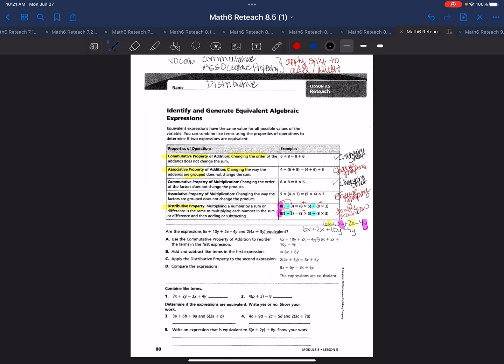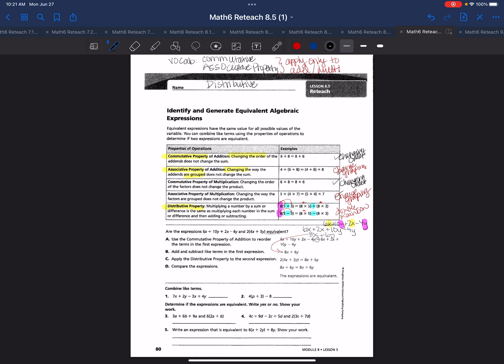So I have 6x plus 2x is 8x. And then 10y minus 4y is 6y. So that's where they're getting this in the problem. They've combined like terms.